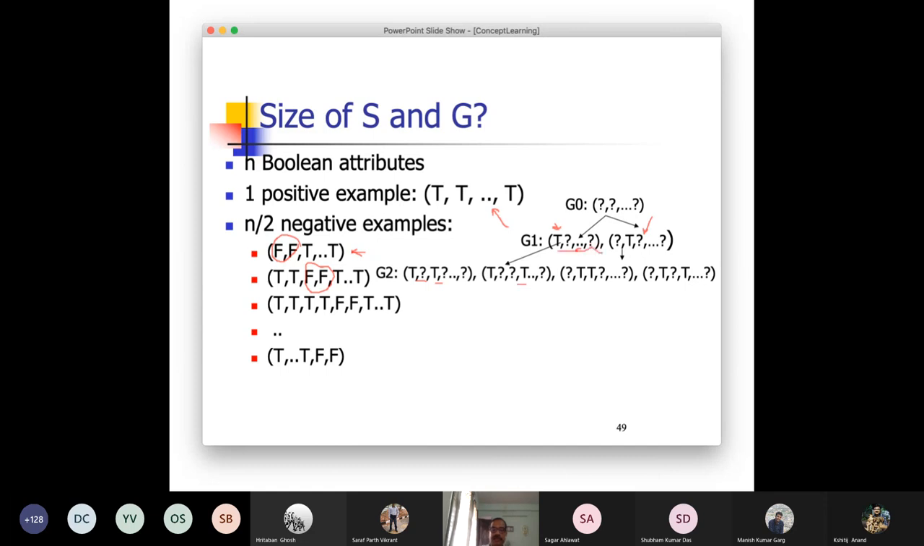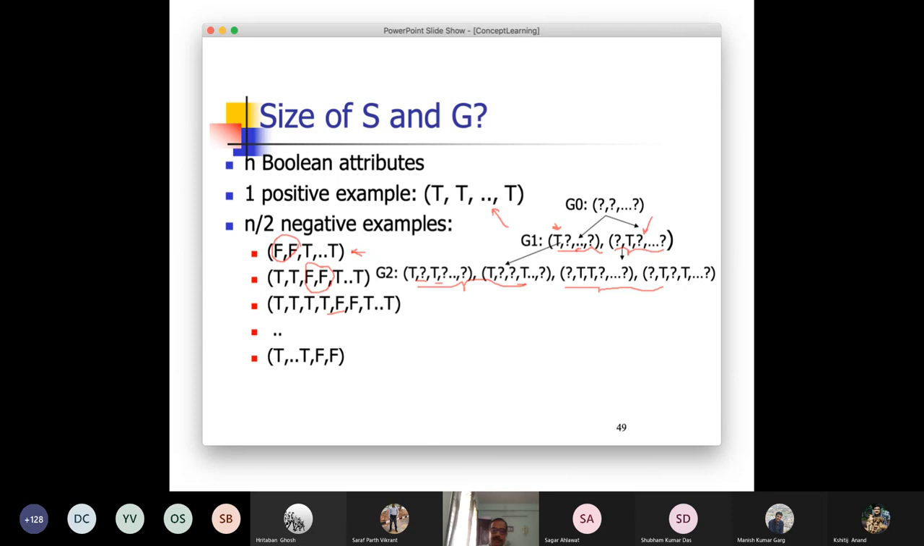For this, you will have these 2 generalizations, and I mean generalization means it's specialization of this. You have 2 specializations, and for this you should have these 2. And if you have your negative examples in this pattern, at every step you are doubling the size of your G. You get so many hypotheses.